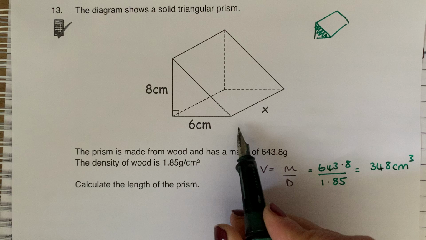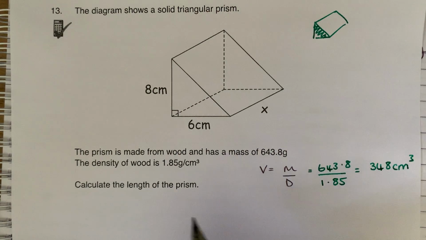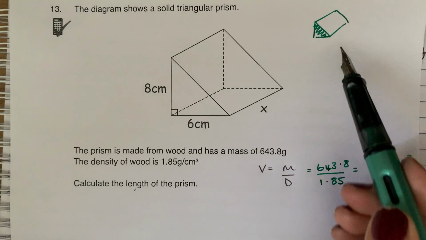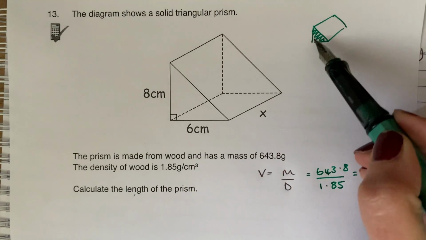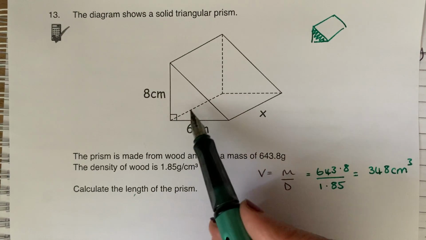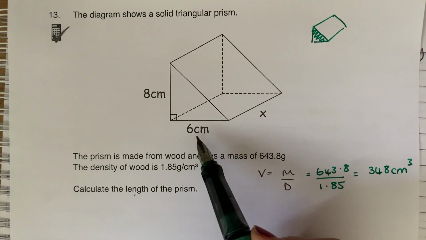So I know the volume of this prism is 348, but that's not the question that I'm asked. I'm asked to calculate the length of the prism. So remember what I said before, to find the volume of a prism is the area of the cross section times by the length. Well, I know the area of the cross section is going to be 8 times 6 divided by 2, which is the area of a triangle.